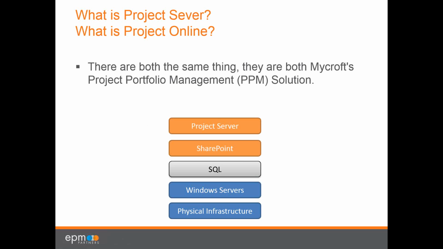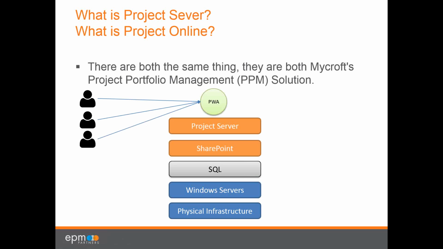Putting all these requirements together, this complex architecture of hardware, software installation and farm gives you, at the end, a solution that presents itself to the users through a single site. That site is usually referred to as the Project Web Access, or PWA. It's the site users access to interact with the solution. The interface for the Microsoft Project Portfolio Management tool is that single site called Project Web Access.